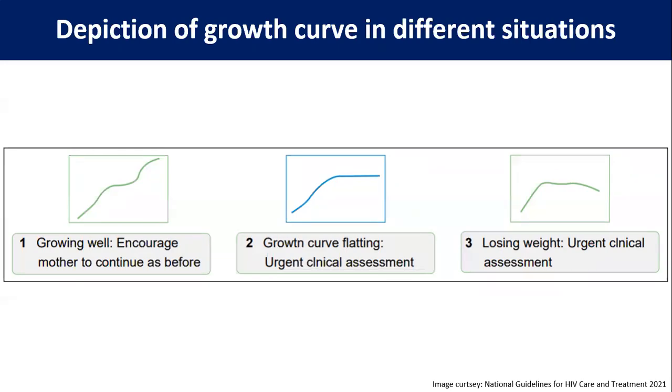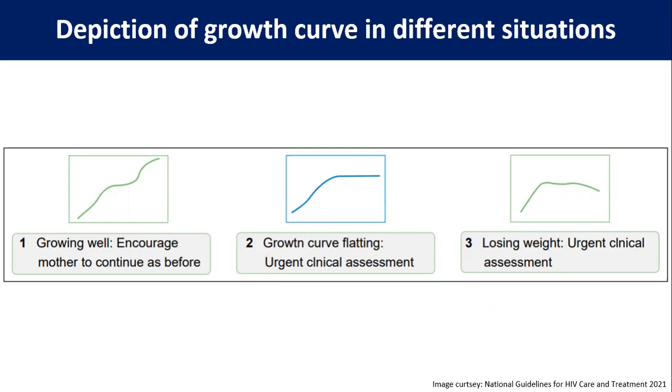The second one is a growth curve where you can see initially there is weight gain, and then there is flattening. So this is again alarming to us. Why is the child not gaining weight? Does the child have any infection, or is there any other problem?